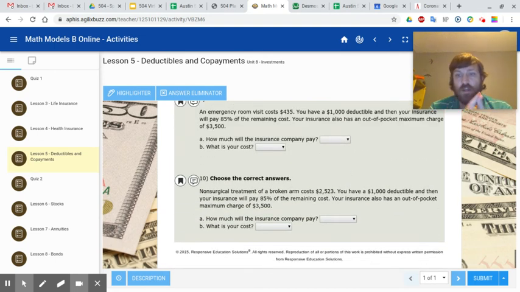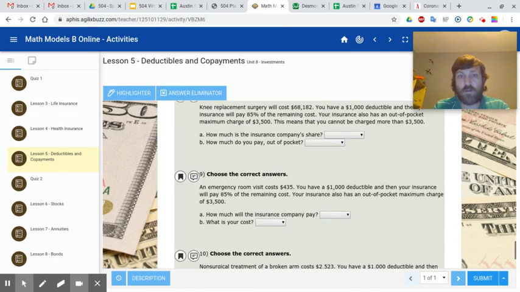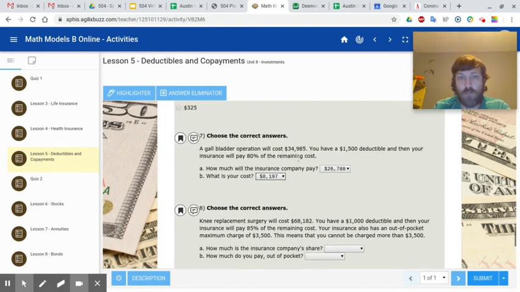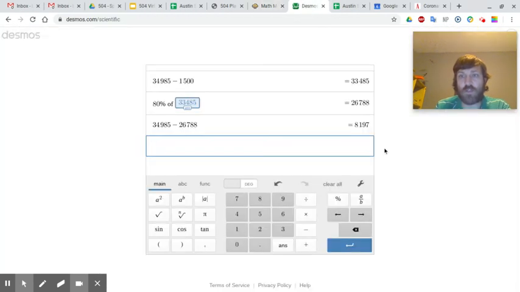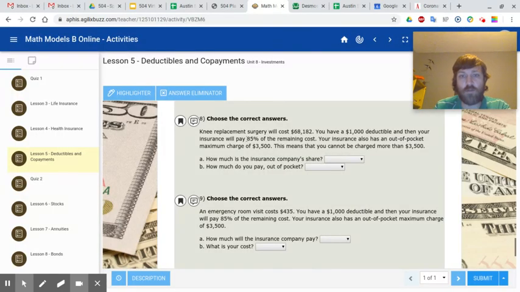You have a deductible, you have a percentage, and in some cases you have what you call an out-of-pocket maximum. If you have an out-of-pocket maximum, you can never pay more than that amount. So if you get an answer like in the previous problem, $8,197, and your out-of-pocket maximum is $3,500, that's all you pay. You cannot pay more than that amount. If you got a number that was bigger than that, you would still only put $3,500. So just be aware of that as you're working through these other ones.